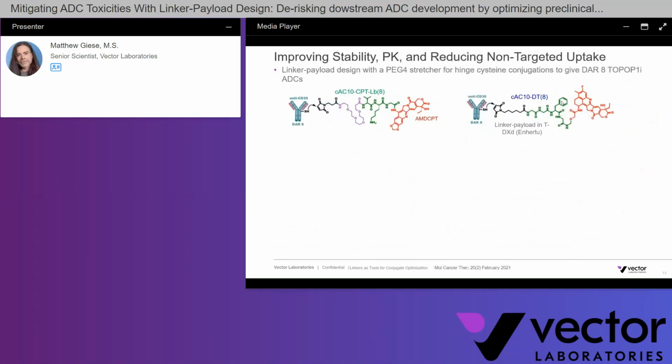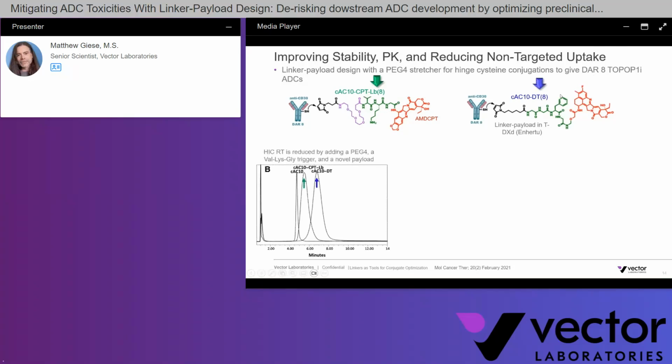This is a good example from CGen showing that stability, PK, and non-targeted uptake can be improved with the linker payload that incorporates a PEG-4 stretcher in this proprietary topo-1 inhibitor. So in this example, conjugates with this linker payload, LB, were compared to conjugates with this linker payload, DT. The conjugates with LB had reduced HIC retention time relative to conjugates with DT.